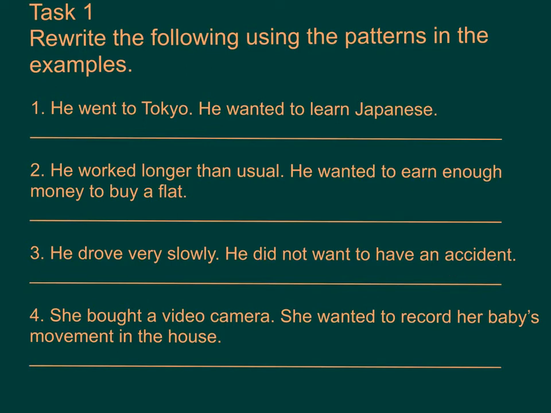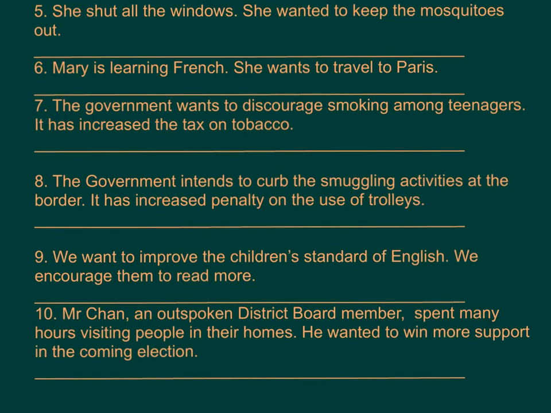Number 4. She bought a video camera. She wanted to record her baby's movement in the house. Number 5. She shut all the windows. She wanted to keep the mosquitoes out. Number 6. Mary is learning French. She wants to travel to Paris. Number 7. The government wants to discourage smoking among teenagers. It has increased the tax on tobacco.